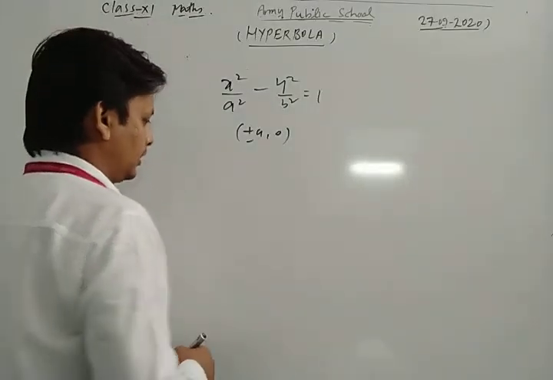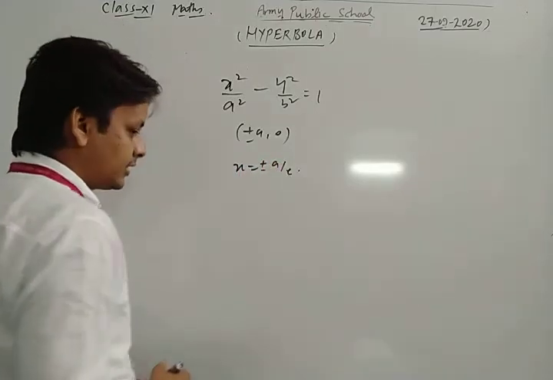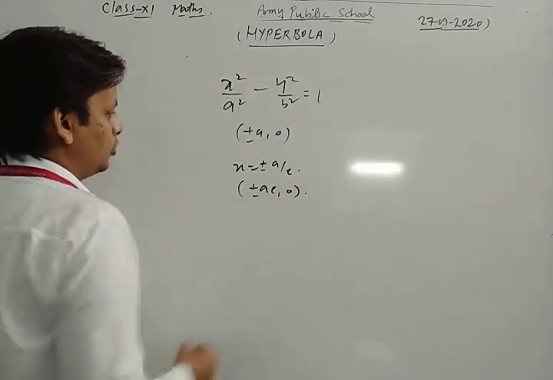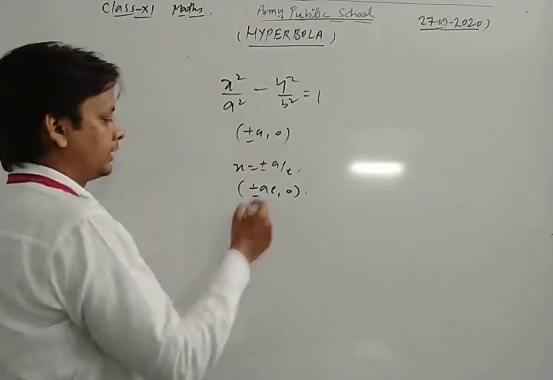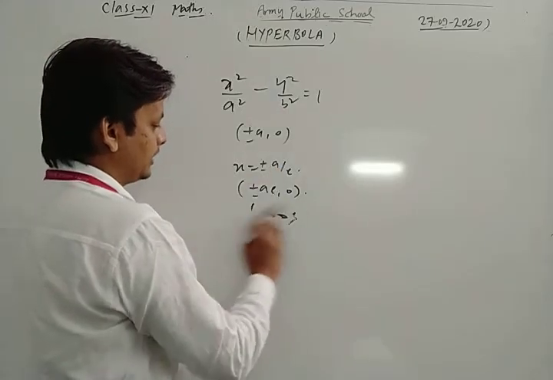Okay, the equations of its directrices are x equal to plus minus a upon e. We also discussed the coordinates of its foci. Plus minus ae, 0. We also discussed the center of that type of hyperbola, which is 0, 0.